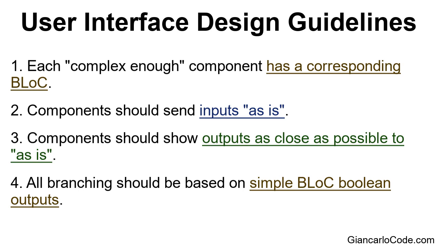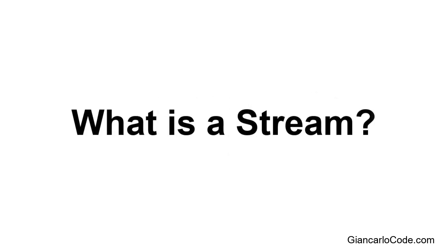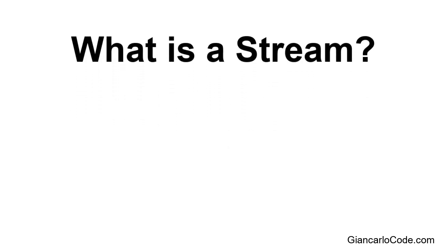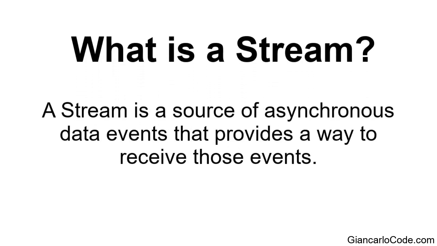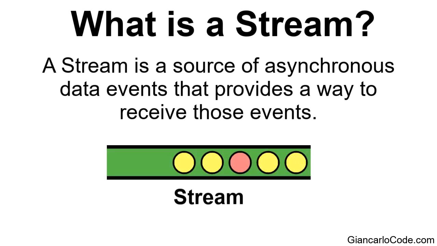In order to continue, first I need to give you an introduction to streams. So what is a stream? A stream is a source of asynchronous data events that provides a way to receive those events. Think that a stream is like an event pipeline.